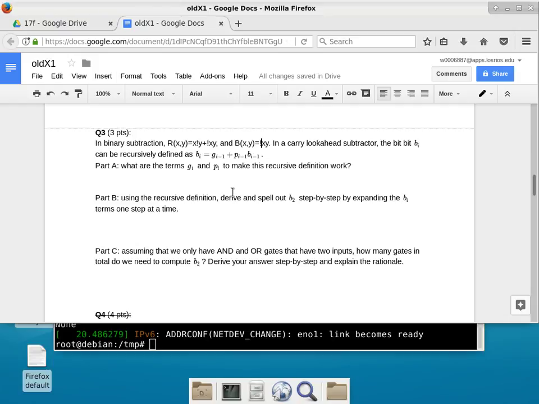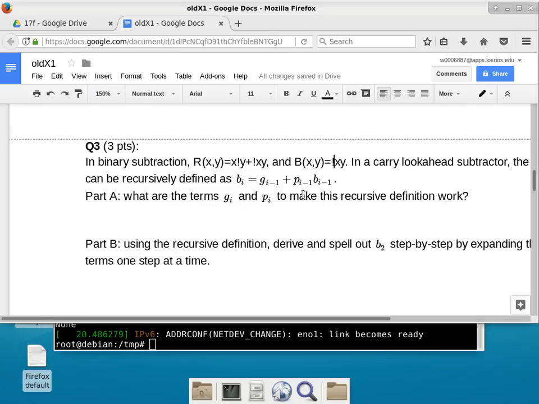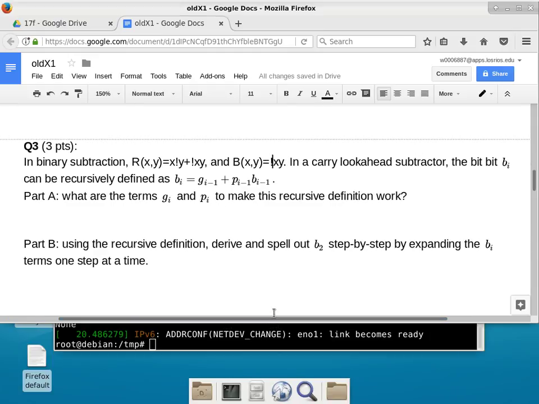In the carry look-ahead subtractor, or borrow look-ahead subtractor, the borrow bit b_i can be recursively defined as this. Have we seen this somewhere before? Let me magnify a little bit because it may be a little hard for you guys to read. Have we seen this before? Yep. In fact, we have seen the pattern twice. Once when we were dealing with adders, and the second time when we were dealing with subtractors. Okay? So part A is asking, what are the terms G_i and P_i? So how do we define G_i and P_i to make this recursive definition work?